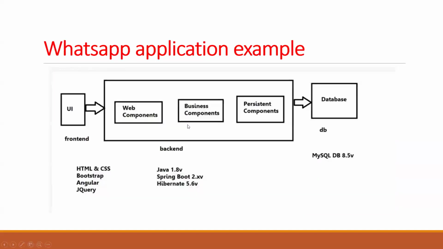Right, so take a WhatsApp-like application: UI front end, web components, business components, persistent components, database. The UI is connected to the backend, then the backend is connected to the database. So what technologies can we use for this? CSS, HTML, Bootstrap, Angular JS, jQuery, Java, Spring Boot, Hibernate, MySQL.